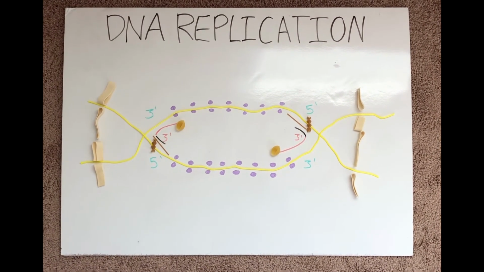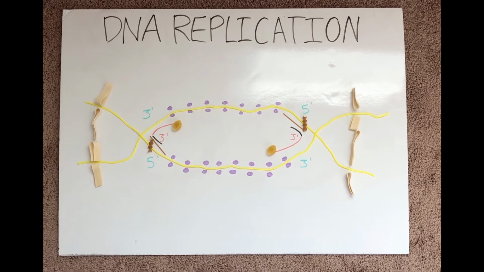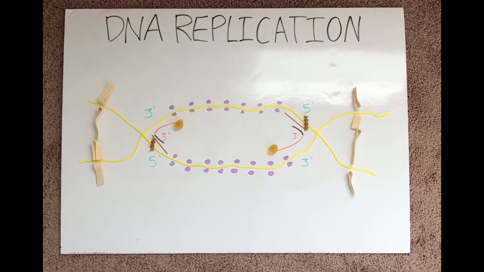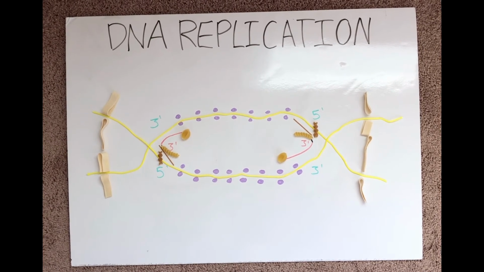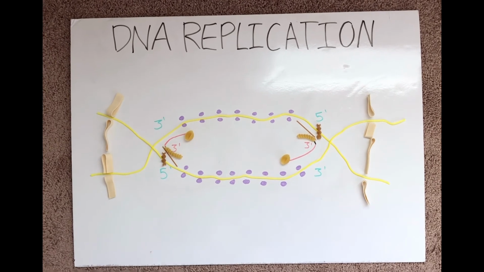DNA polymerase III in particular, represented by the shell pasta, adds nucleotides to the primer in the 5' to 3' direction and then proofreads with exonuclease activity in the 3' to 5' direction. DNA polymerase I, represented by the light spiral pasta, functions in removing the RNA primer and also proofreading the nucleotides in the 3' to 5' direction.